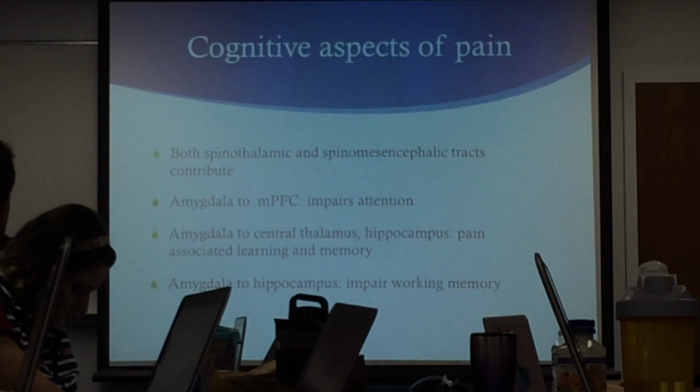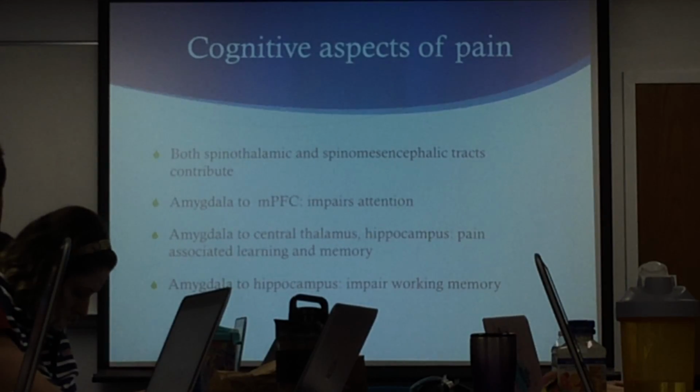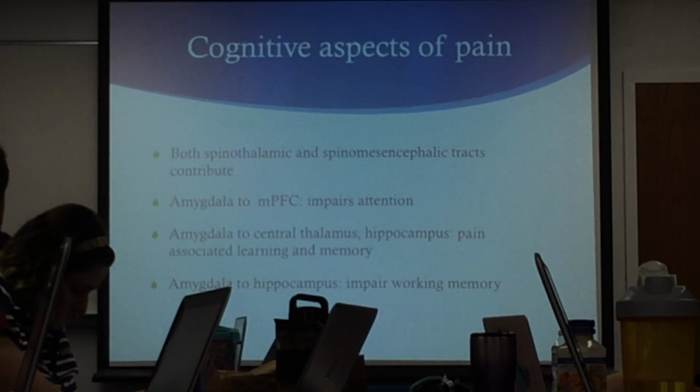Really, the simplest system is the spinothalamic tract. It's very straightforward. The spinomesencephalic tract is a little more diffuse and a little more complicated. It would take a lot longer to go through all the different projections. And then the cognitive aspects are even way more diffuse than that, and we don't even really understand it all.